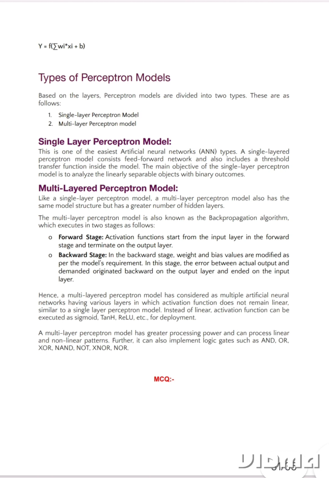Hence, a multi-layered perceptron model is considered as multiple artificial neural networks having various layers in which the activation function does not remain linear, similar to a single-layer perceptron model. Instead of linear, the activation function can be executed as sigmoid, tanh, ReLU, etc. for deployment. A multi-layer perceptron model has greater processing power and can process linear and nonlinear patterns. Further, it can also implement logic gates such as AND, OR, XOR, NAND, NOT, XNOR, NOR.